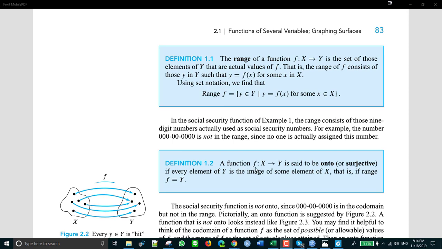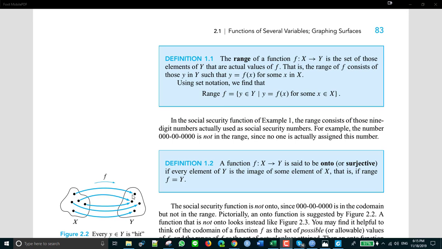Okay, the next definition is a useful definition about functions. A function from X to Y is said to be onto, or also they use the word surjective, if every element of Y is the image of some element of X. That is, if the range of f equals all of Y. So what it means is that if this is the codomain, then every element in the codomain actually gets hit by the mapping of some element here to here.